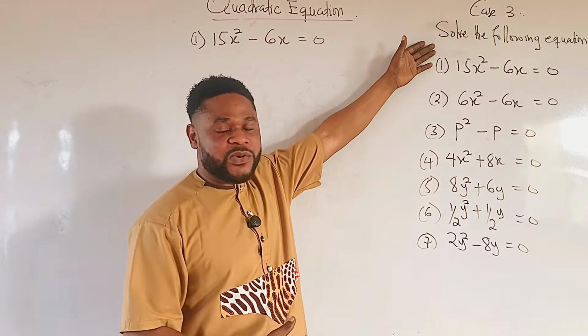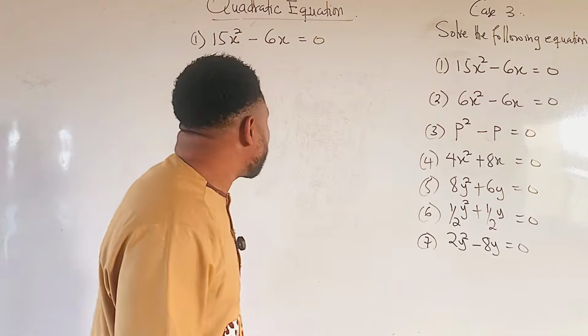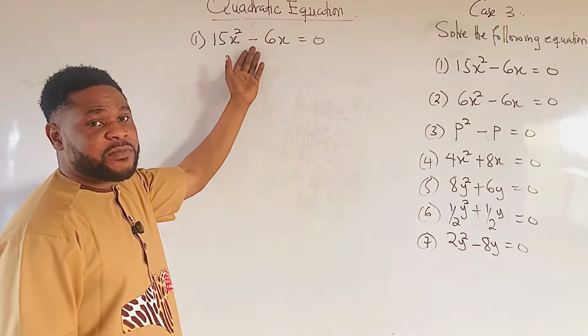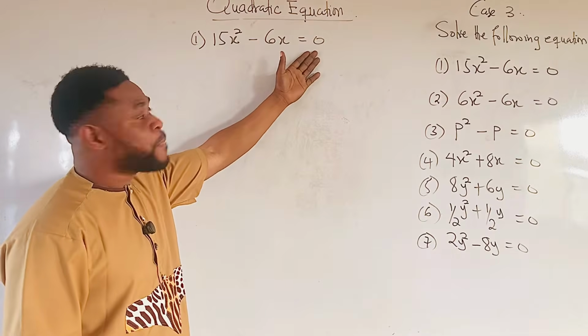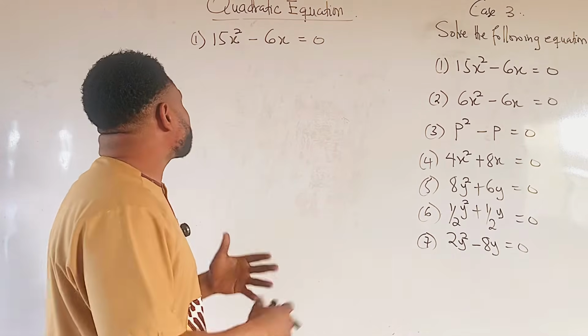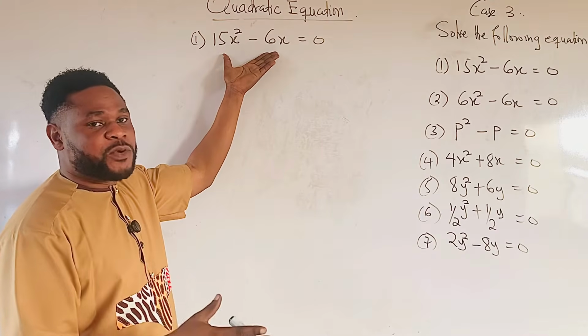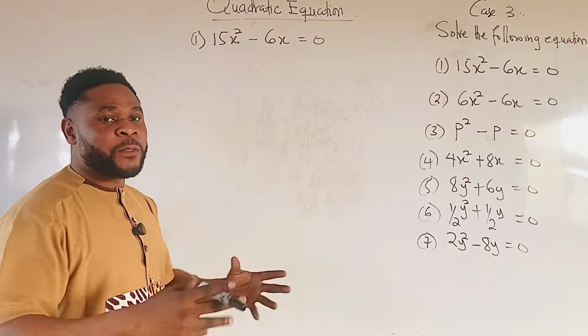We want to look at case 3 of our quadratic equation, where we have been asked to solve the following equation. Let us look at question number 1. Now, question number 1, we have been given 15x squared minus 6x equal to 0, and we are looking for x. First of all, we need to simplify this using factorization approach before we can solve for our x.